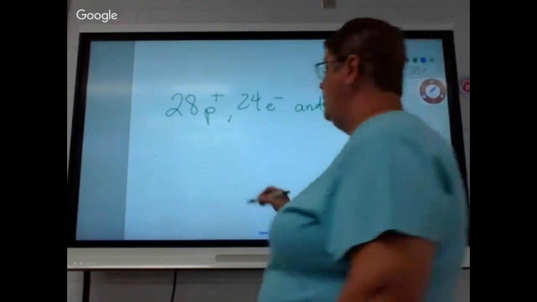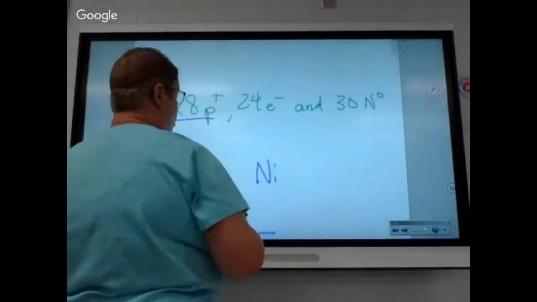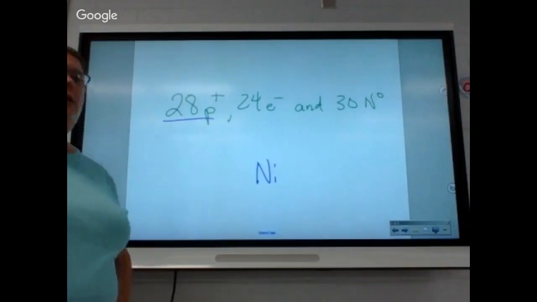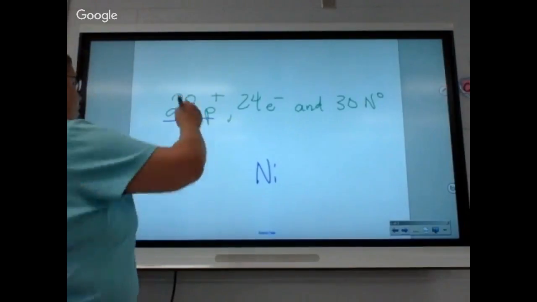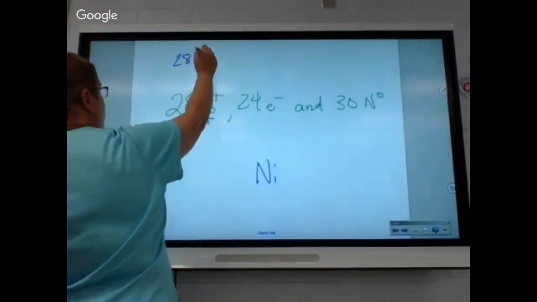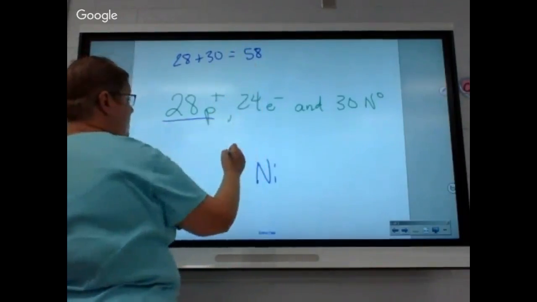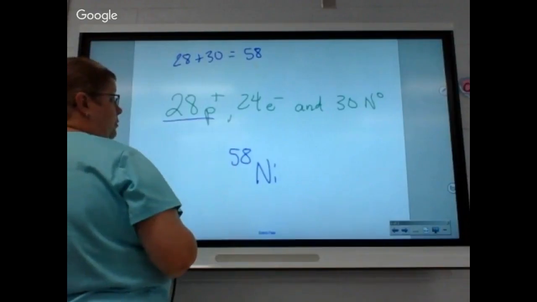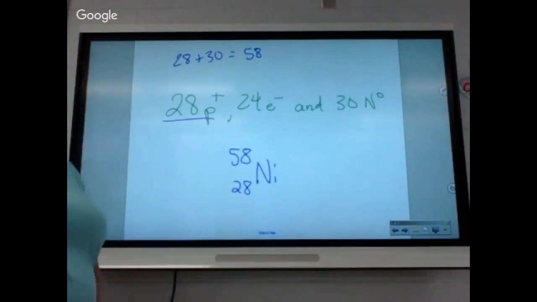What element do we have? Nickel. All right? We know we have 28 protons. So you always go off the protons, right? You always go off the protons, yes. So you have nickel. And again, what did Passion say to find the atomic mass? I have the protons and the neutrons, so the 28 plus the 30 will give us what? 58. So we're going to put 58 here for the mass. That doesn't change. What do we put for the atomic number? 28.